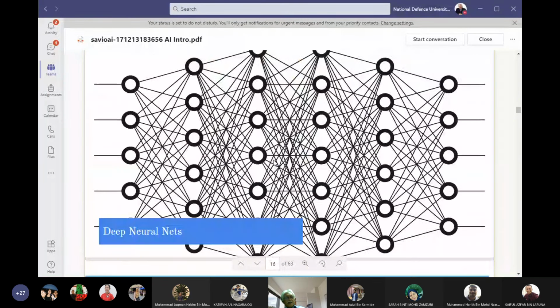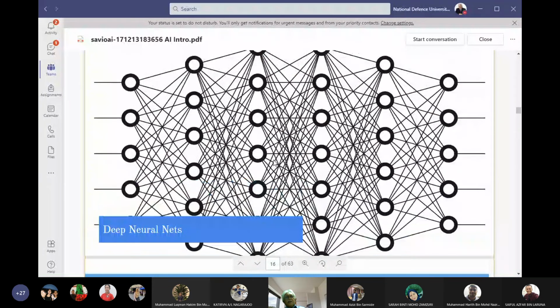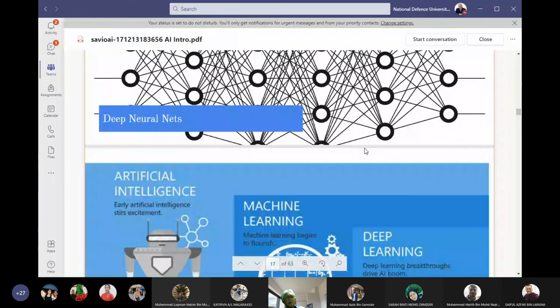Then you go deeper. The deep neural network is more complex. Instead of one hidden layer over here, we have many hidden layers. This is more powerful, because the power of computers is growing. Last time, processing a deep neural net was quite slow because of the interlinking between nodes. Now there's no problem with deep neural nets.